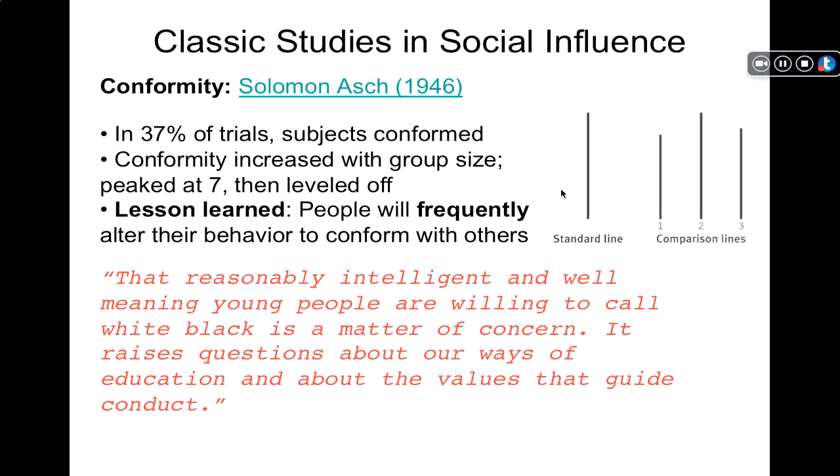So this is the second part of this, the values that guide conduct. If the conduct is going along with the group, what do we value so much as individuals that would support us denying what we know to be the truth or what we believe to be the truth? What is so important to us that would lead to that sort of behavioral outcome, conforming, going along? And the answer is, we want to be liked.